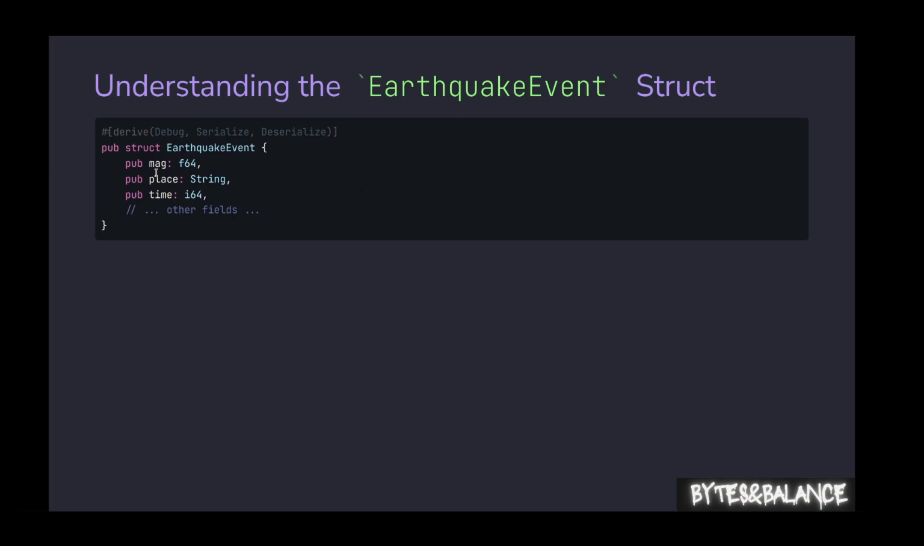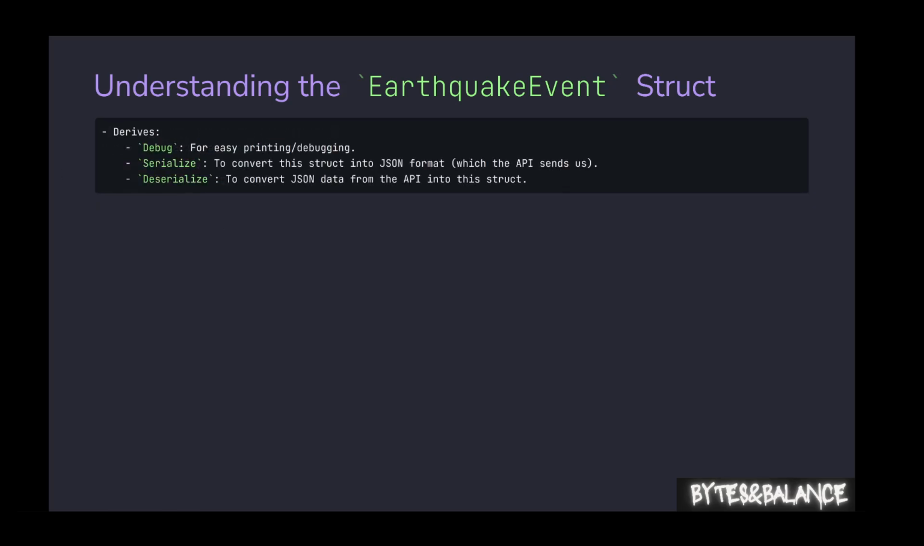In addition to these fields, we've added some special attributes that we call derives. Here, Debug, Serialize, and Deserialize. Debug makes it easy for us to print out the contents of an EarthquakeEvent in a human-readable format, which is super helpful when we are troubleshooting or debugging. Serialize helps us to transform an EarthquakeEvent object into JSON format. It's important for a lot of APIs when we send and receive data in JSON.